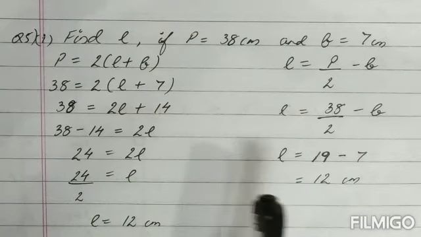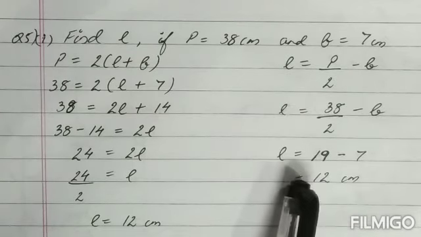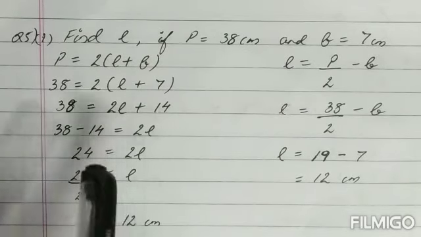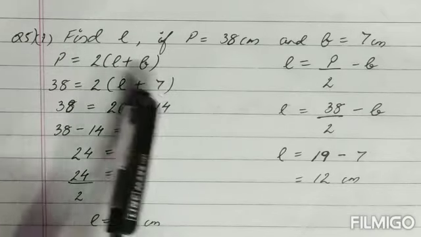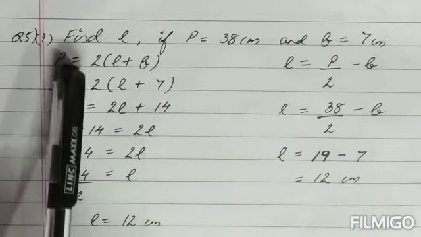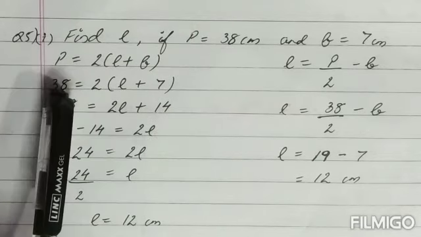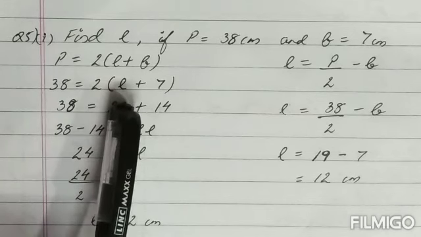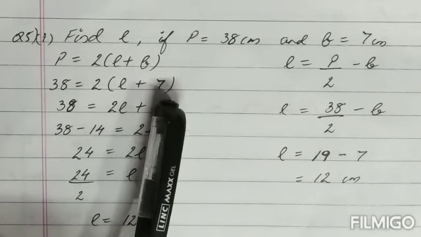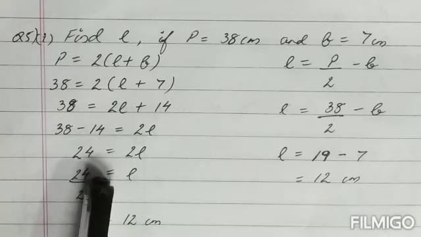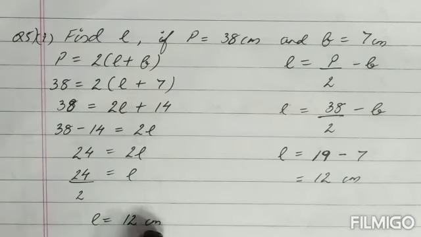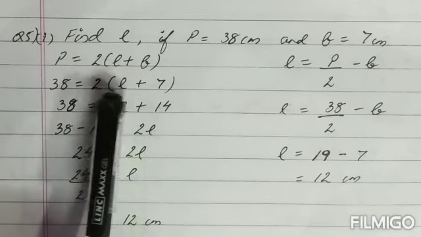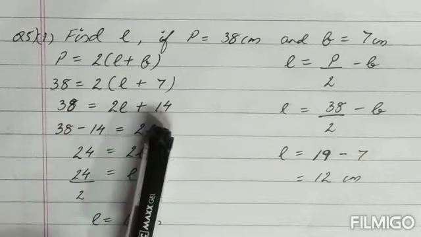Another way is, if you don't want to do it by placing the formula, children, you can use the same formula that we learned right now for perimeter. Place the values whatever is given in that particular place. Perimeter is given as 38, so place it over here, equals to 2. Length is not given, so I am writing it as L. Breadth is given as 7, so I write that 7. Now one way I am teaching you in this, the other way I will teach you in the next step also, children. Now this is 38. There is 2 outside the bracket. Multiply it with both the terms inside. So it is 2L plus 14.